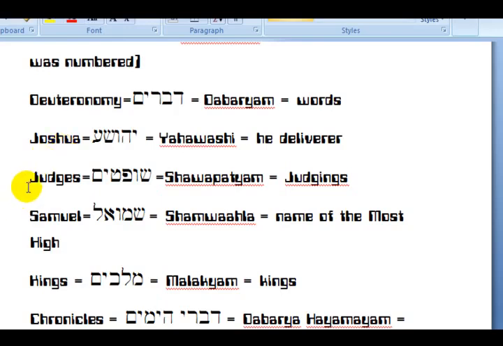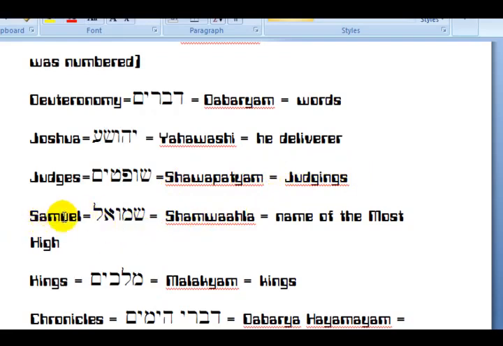Another book, Judges, is Shawapatyam. Shawapatyam actually means judgings. When you read the book of Judges, those are different accounts of the judges of Israel and what they did and how long they ruled, and the calamities that fell upon Israel, and the different judges that the Most High had set up. The word judge is shapat. The wa between the first and second letters makes it ing, or present tense. Shawapatyam, judgings. That's what was going on back then.